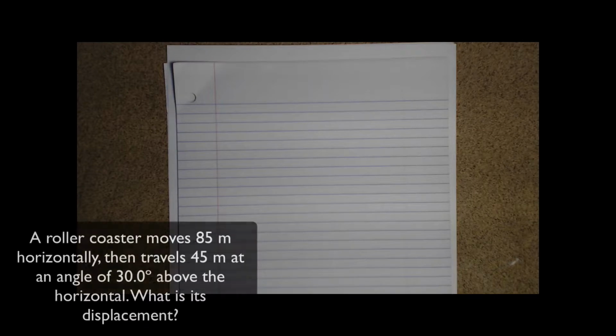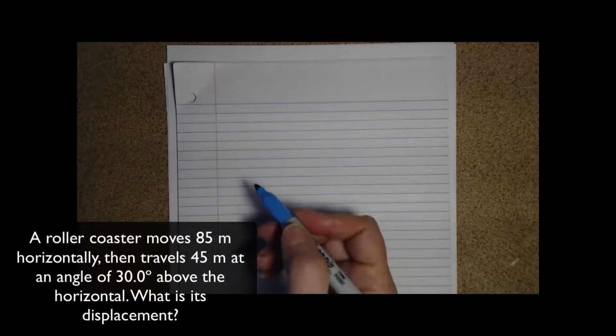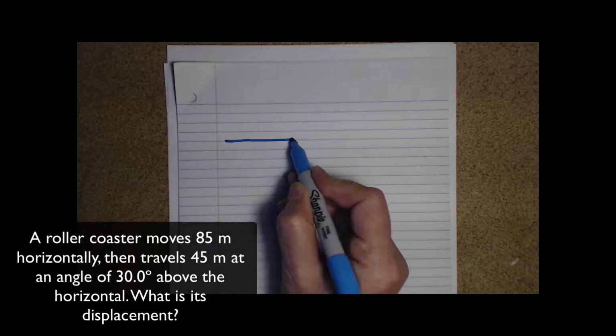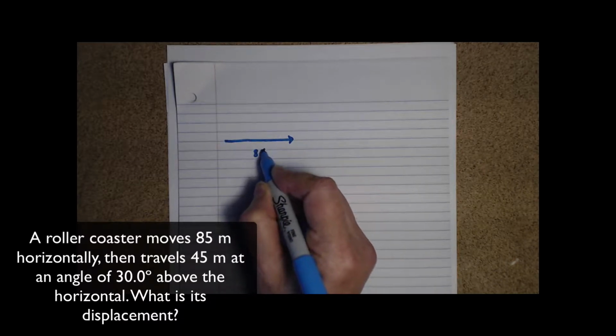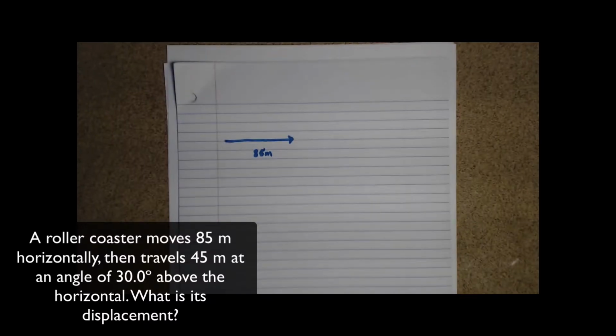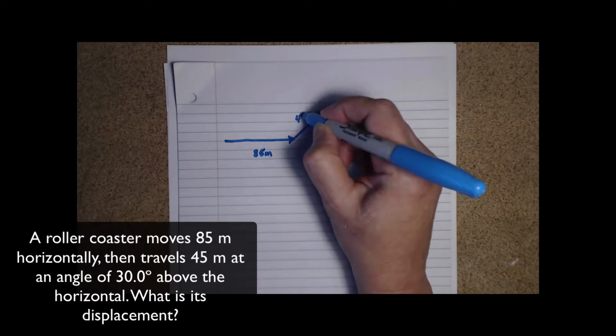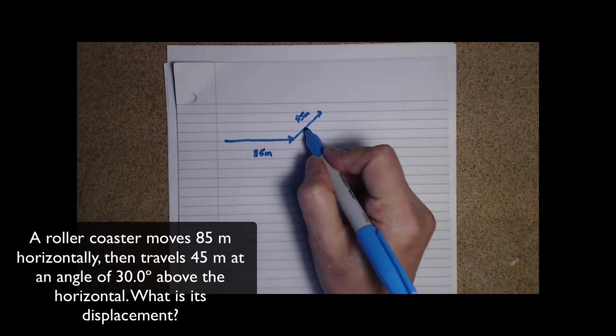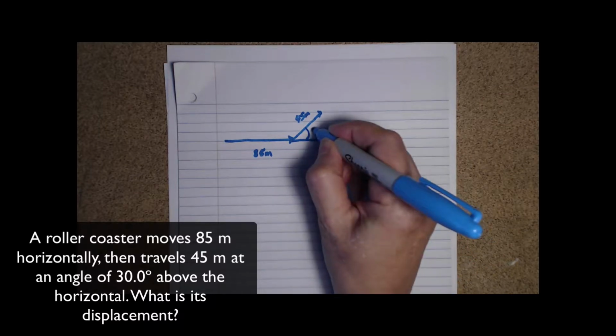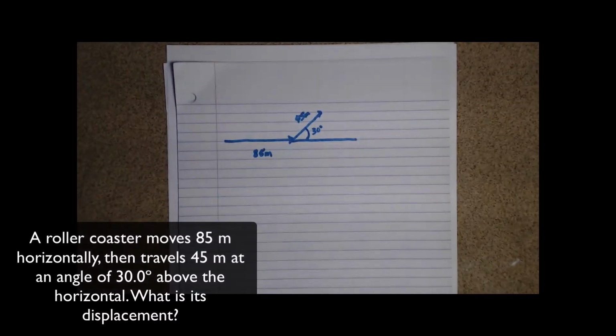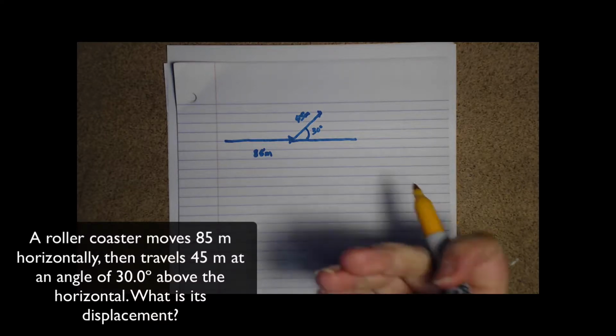Let's begin by looking at the first practice problem for Lesson 4. And this one states that a roller coaster moves 85 meters horizontally. Now I'm going to always draw pictures with these and label them: 85 meters horizontally. Then it travels 45 meters at an angle of 30 degrees above the horizontal. Now what I'm being asked to find is the displacement of this roller coaster.